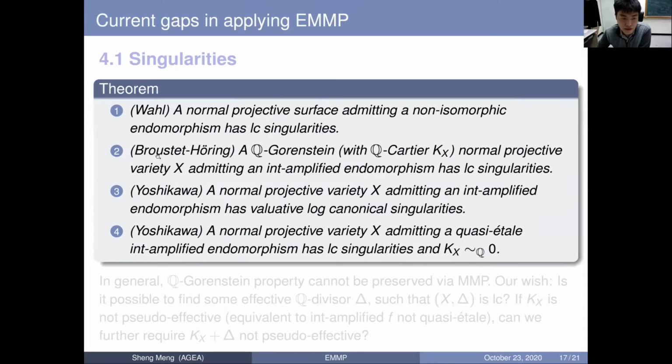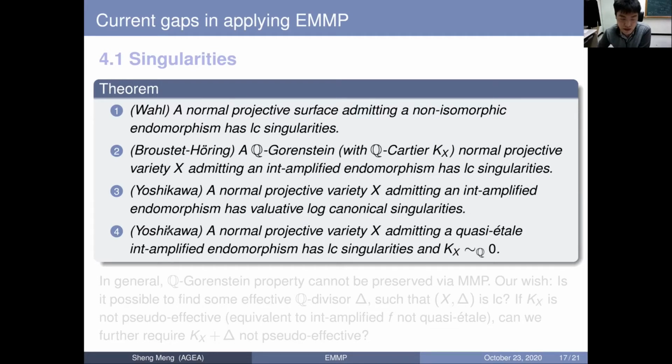And in the higher dimensional case, Broustet and Gongyo proved that a normal projective variety with Q-Cartier canonical divisor has log canonical singularities if it admits an anti-amplified endomorphism. But this Q-Gorenstein condition is bad. Without this condition, Yoshikawa proved that it has at worst valuative log canonical singularities. This is worse than log canonical singularities, so we don't know how to make use of this.